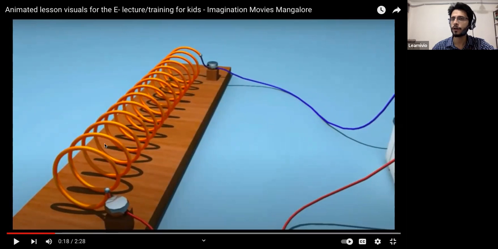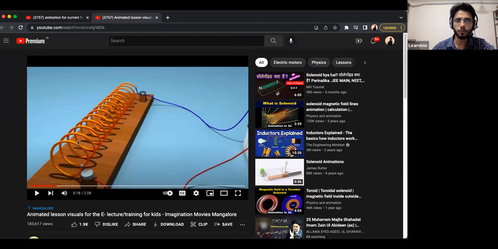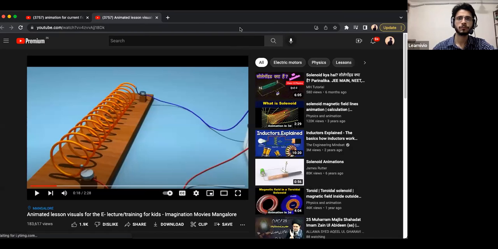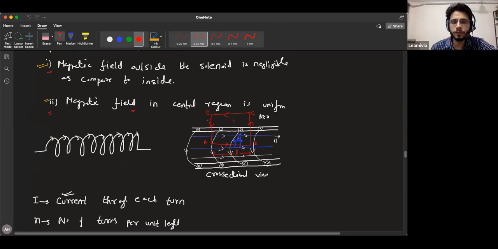Is the figure of the solenoid clear? We can start the calculations if this is clear. Yes, sir. At one end the current is going outwards, at the other end it's inwards, and it will come out, then go inwards and so on. In the cross-sectional view, the current is coming outwards and going inwards, outwards, inwards, outwards, inwards.